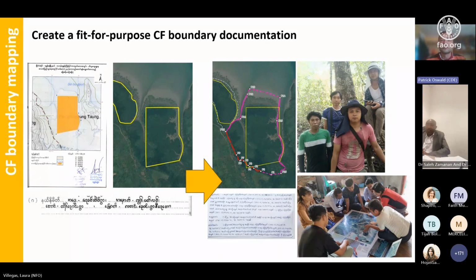Sometimes you can include de facto boundaries or legal boundaries. Often communities have the de facto boundary, what they really conserve as a community forest, and then there's the boundary which has been granted by, for example, the forest department. So using a segment-based approach, you really can include that information in a standardized way. Next slide, please.